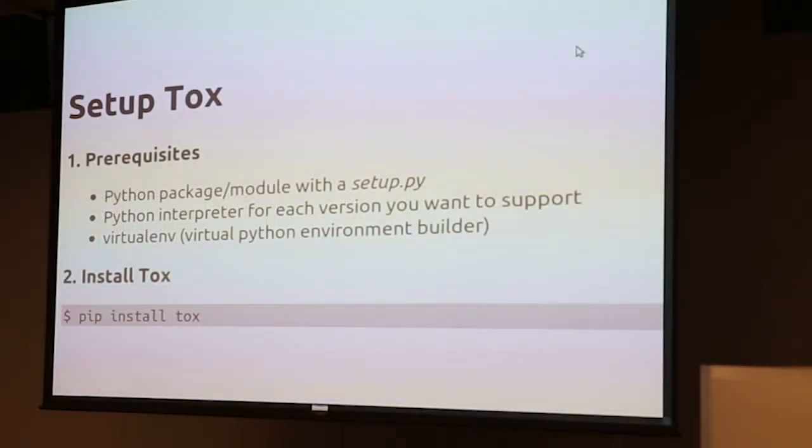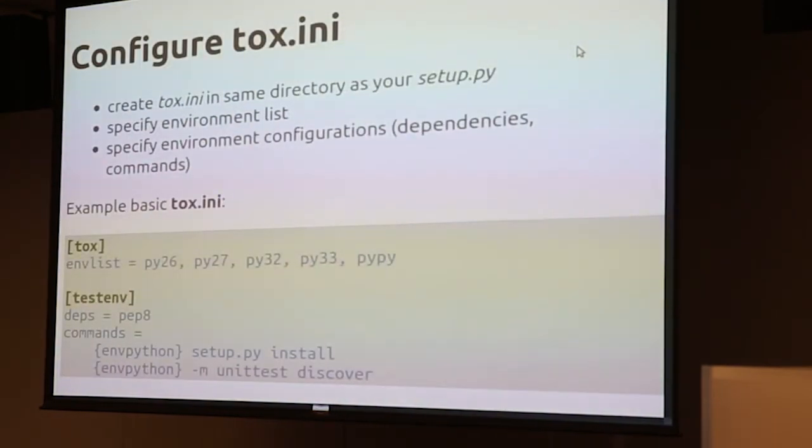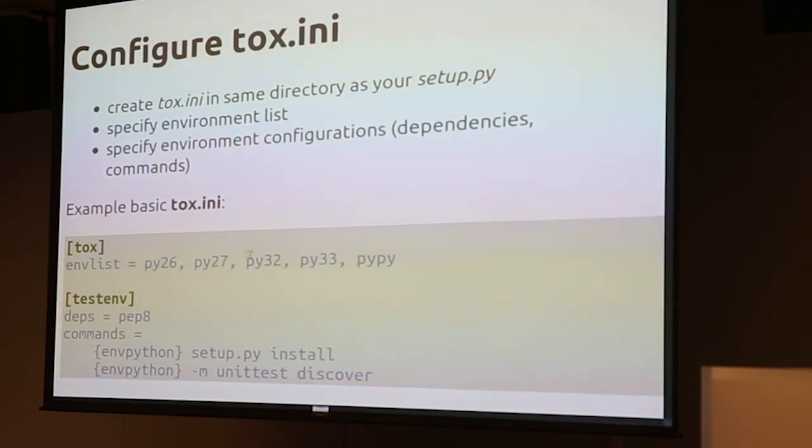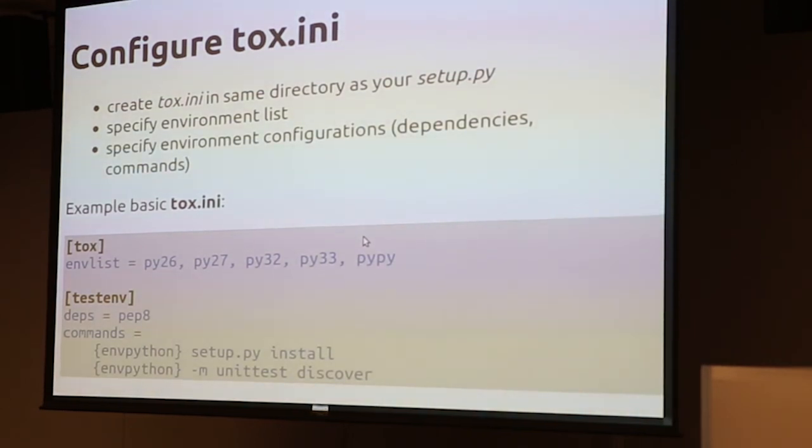So you need to have basically a setup.py. After that, you just pip install tox. You want it system-wide. And here's the ini format. So you just give it a list of environments. Here I want to run against Python 2.6, 2.7, 3.2, 3.3, and PyPy. The assumption also is that I have all those installed on my machine locally.